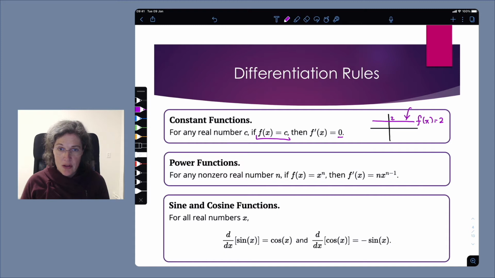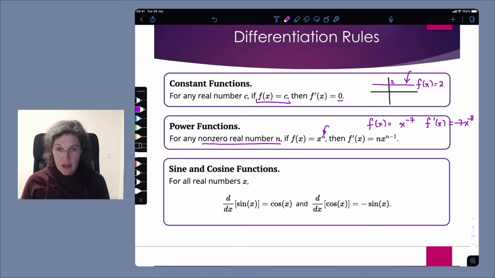Then we have power functions. So any non-zero real number. So this is super general. The only thing that you're not allowed to put in here is 0. Any other real number will do. And then the derivative is n times x to the n minus 1. So for example, if we had f of x is equal to x to the minus 7, then our derivative will be f prime of x is equal to, so I bring down the minus 7 and I times that by x to the minus 7 minus 1, so that's minus 8.